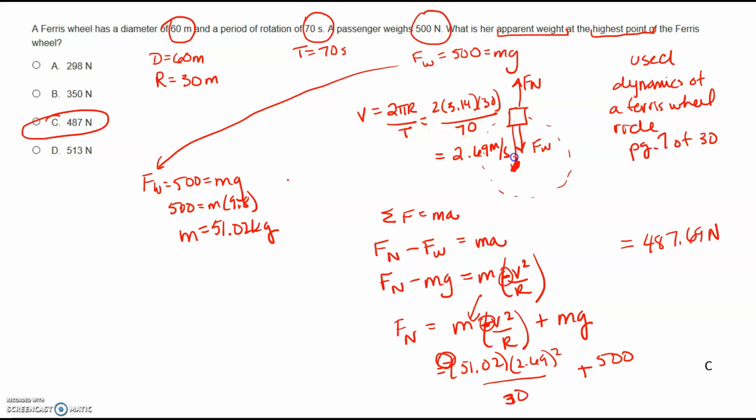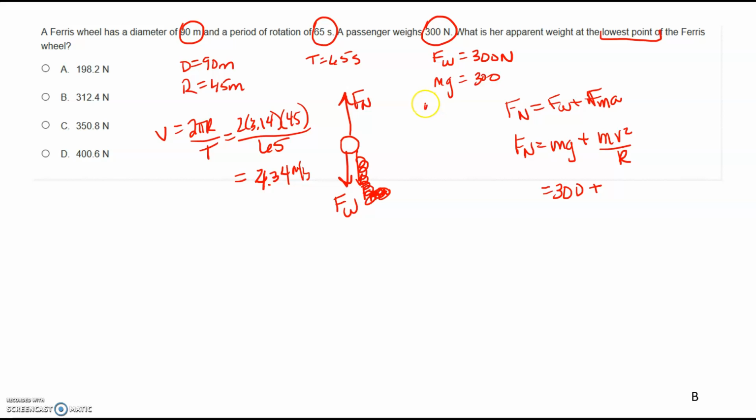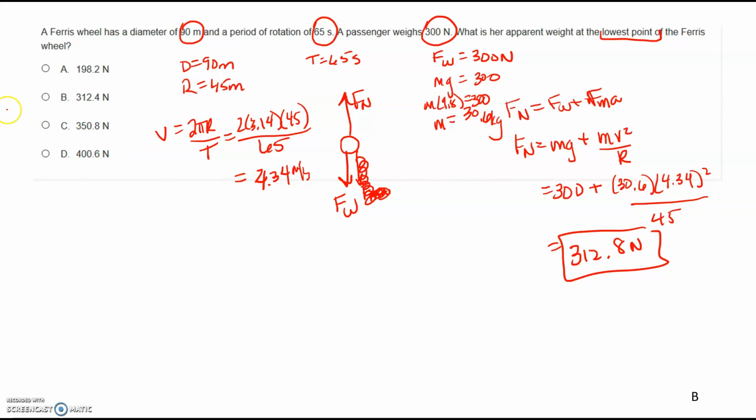Anywho, let's go back to our problem. That's 4.34 meters per second. So I have force normal is equal to my force of weight plus mass times acceleration. So force normal is equal to mg plus mv squared over r. So this is 300 plus, I have to find her mass. So mg is equal to 300, which is m times 9.8 is equal to 300. M is equal to 30.6 kilograms. So this is 30.6 times 4.34 squared over 45. And I get 312.8 newtons, which is this one.